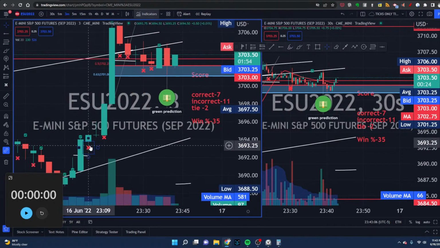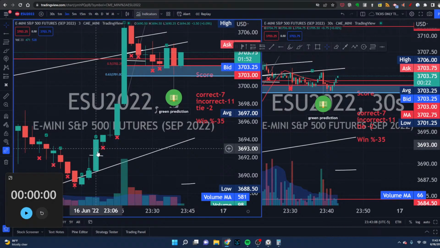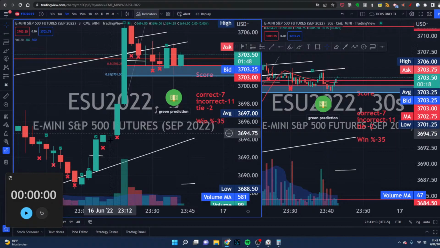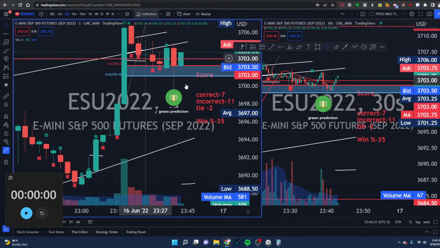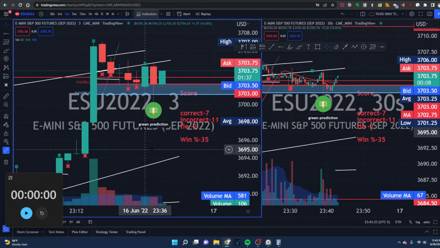We predicted these incorrectly because I expected there to be a reaction to this big bar here. There was not. There was here. We didn't predict this right or wrong. It closed exactly where it opened, so it was a tie. And here was also a tie. That's how we got two ties.